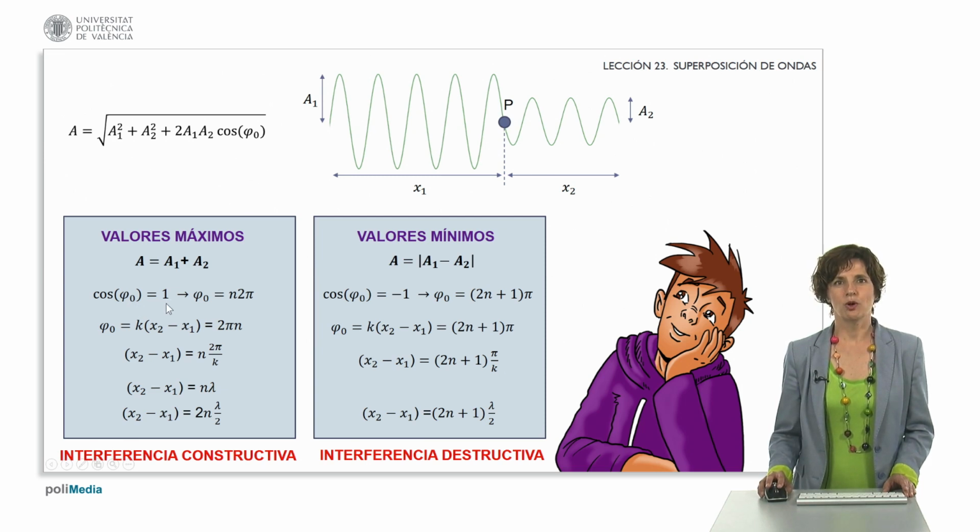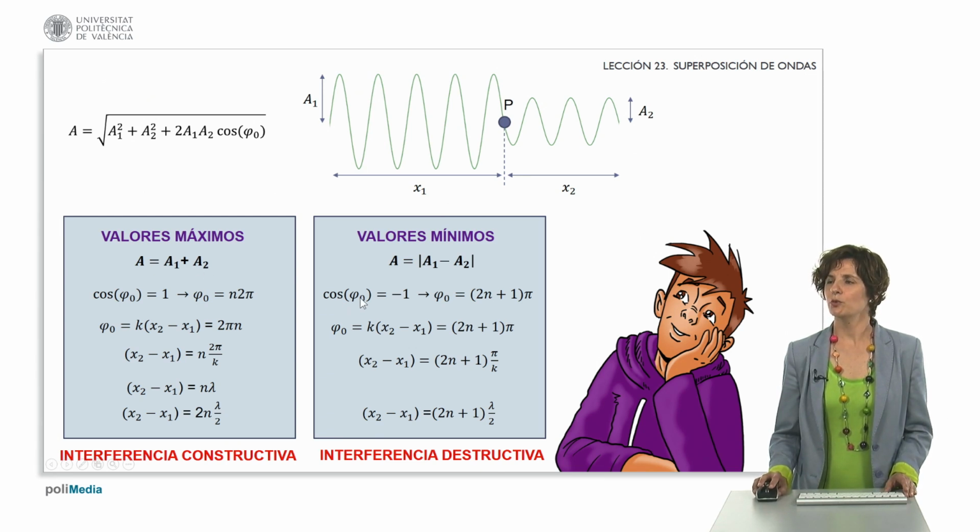For this, the angle has to be a whole number of times 2 pi radians, and that assumes that x2 minus x1 must be an even number of half lambda. In this case, we say that the interference has been constructive, and the value of the amplitude will be the sum of the amplitudes of the original waves, A sub 1 plus A sub 2.